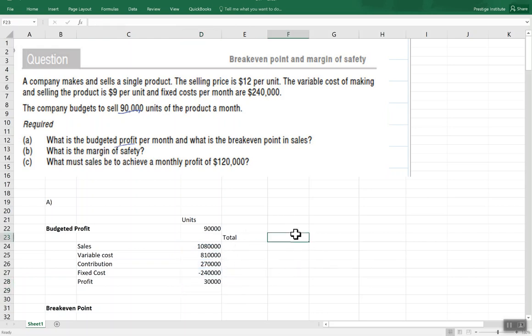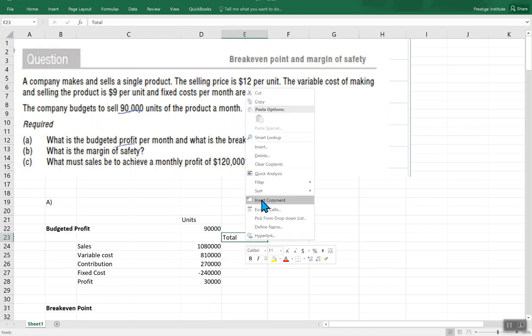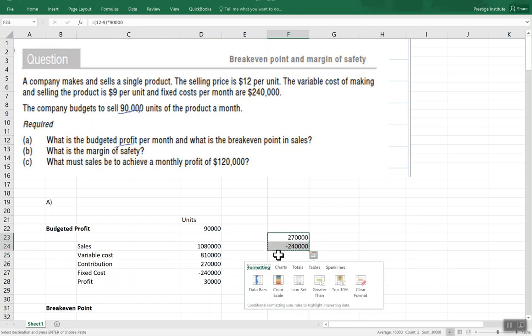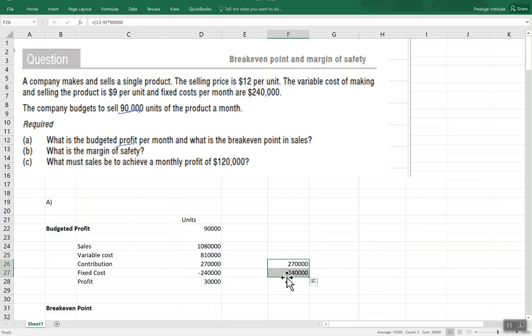30,000 budgeted profit. The easiest way to do it would be to take the sales price minus the variable cost, which is 9, multiplied by 90,000. It will give you contribution directly, and then you can minus the 240,000, which will give you profit. So I'll put it here. Instead of going through all these details, you could have directly done it like this.